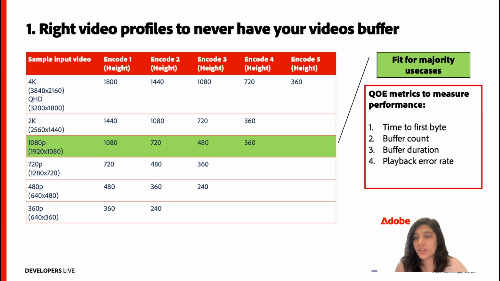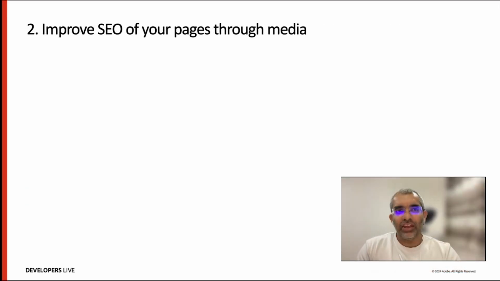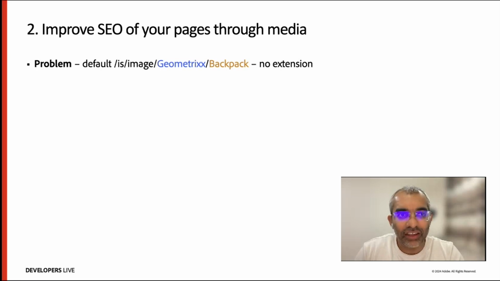So one of the key areas while working with any web property continues to be SEO, whether the SEO best practices are being followed. And as some of you are already aware, the dynamic media default URLs, which are of the form as you see on the screen, IS, image, company name, then the file name, that too without extension, does not work well or great as far as the search engines are concerned.